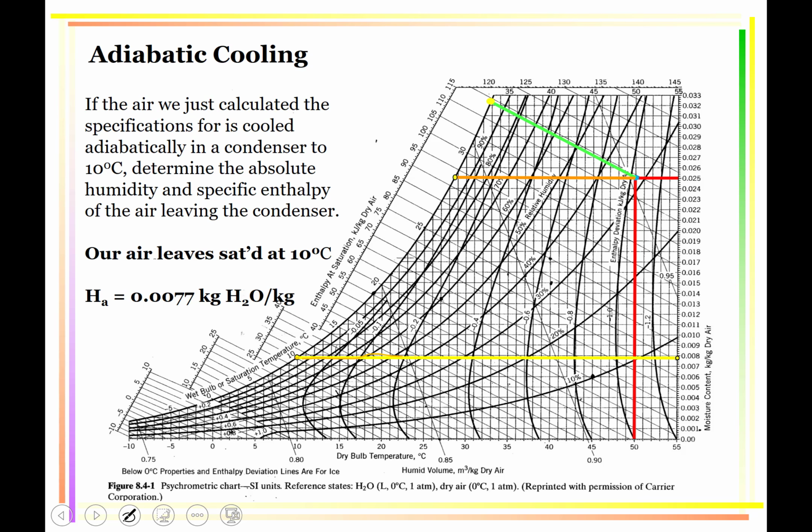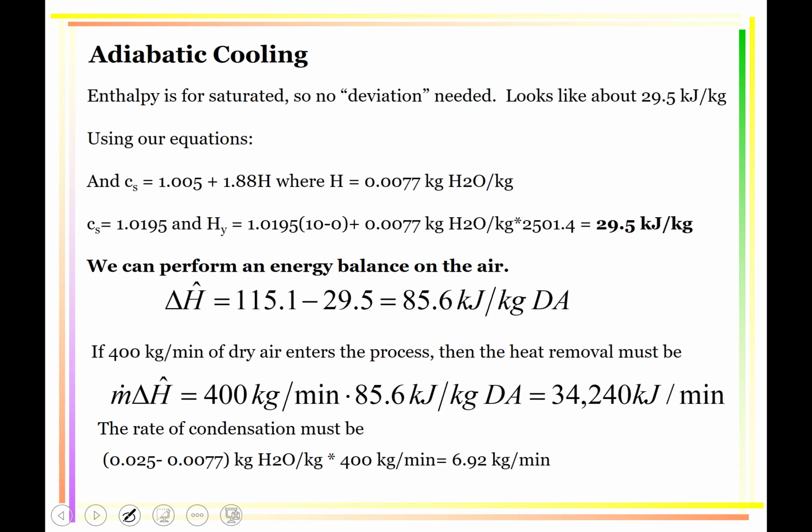We can ride that line all the way over and see it's below the 0.008. So it's about 0.0077. So this is the final humidity of our air. And we found that the initial humidity of our air was 0.025. So we can see how much water is being removed.